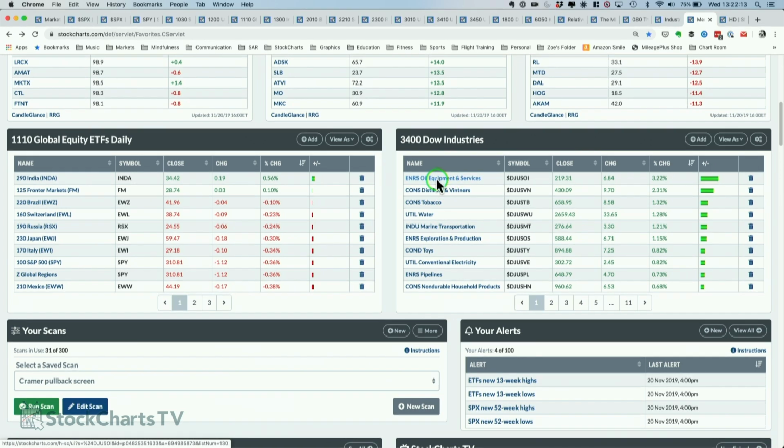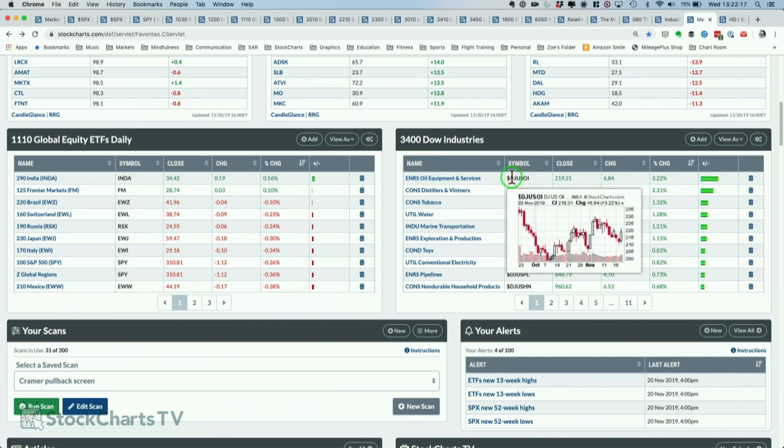So the number one industry was in energy. Energy is the number one sector today. Oil, equipment, and services, the number one industry group. Again, looking at the little preview chart, this is not the best chart out there anywhere. It's just up one day in a big way. But overall, the trend's still sort of choppy. We've arguably put in a higher low, which I think is really noteworthy.